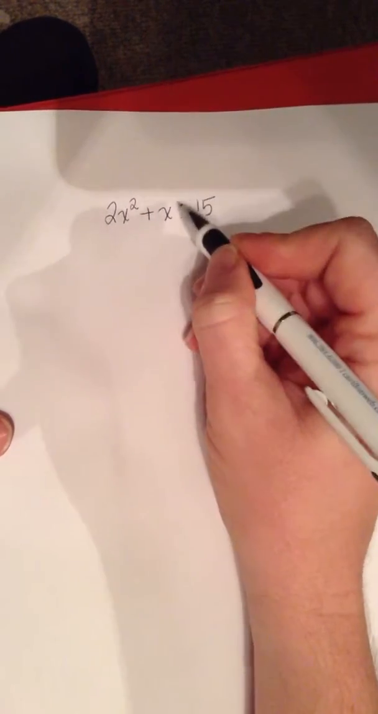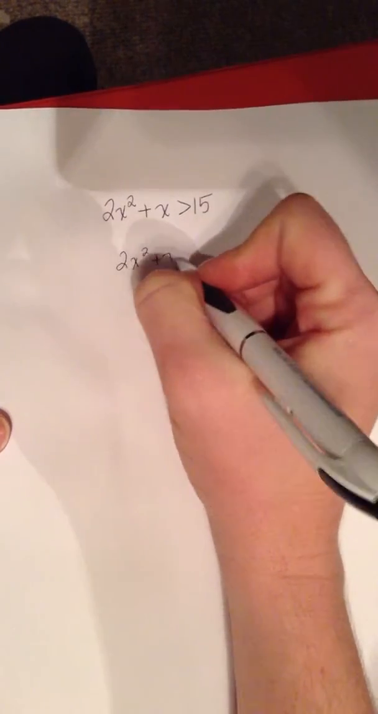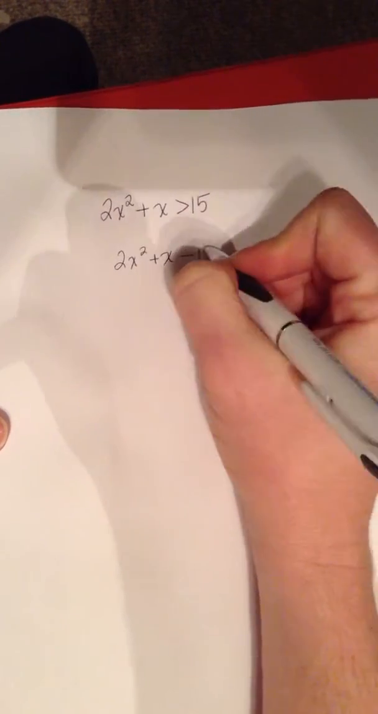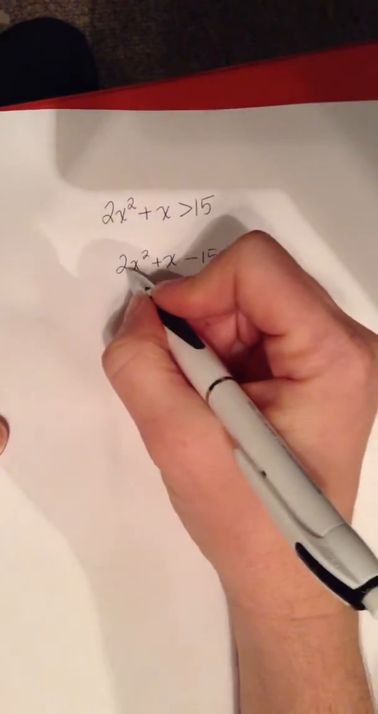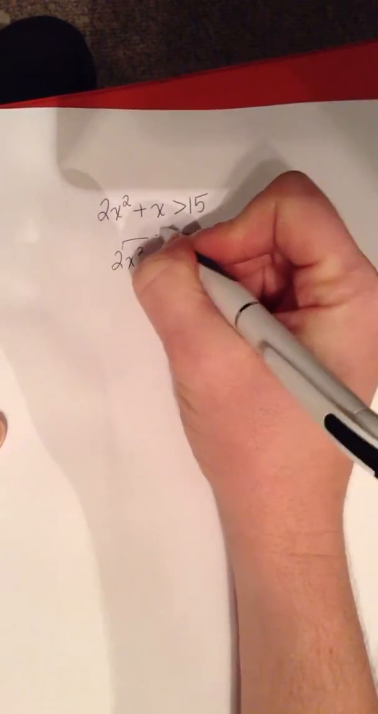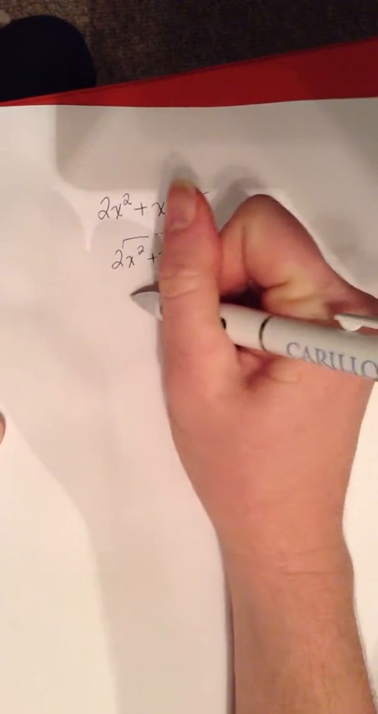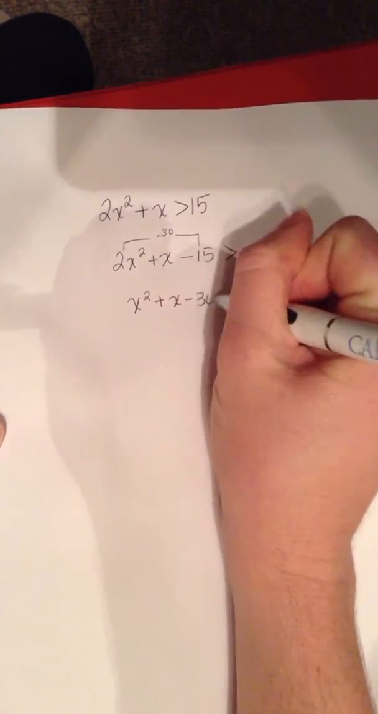So I'm going to go ahead and move the 15 to the other side so that I get myself a good trinomial. That's now greater than or equal to 0. And now because I've got a lead coefficient of 2, I have to use the bottoms up method. So I'm going to multiply the 2 times the negative 15, and that gives me negative 30. Drop your lead coefficient, so I get x squared plus x minus 30.